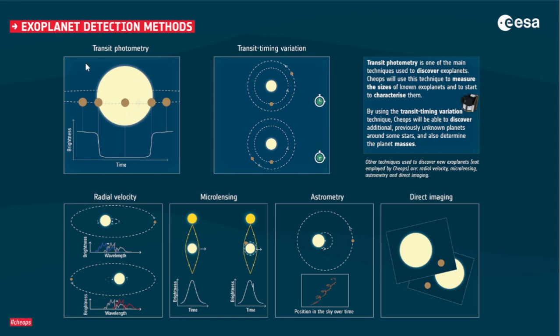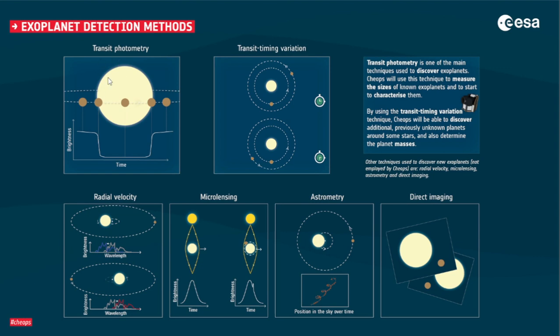So we are going to use transit photometry for this particular project, because this is the method through which we have detected the most exoplanets to date. And because we are going to have a larger dataset, it makes sense that we use this particular method in our project.